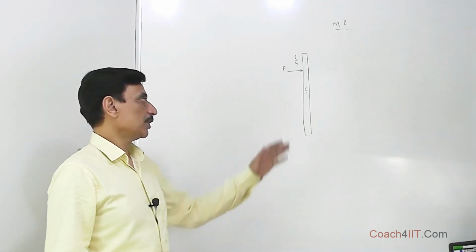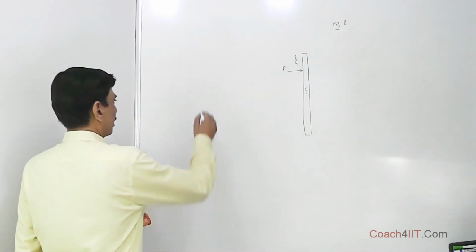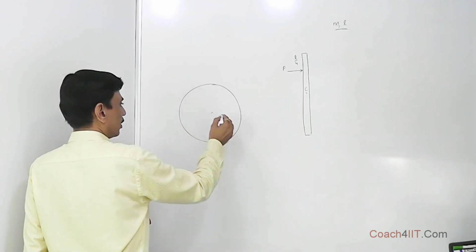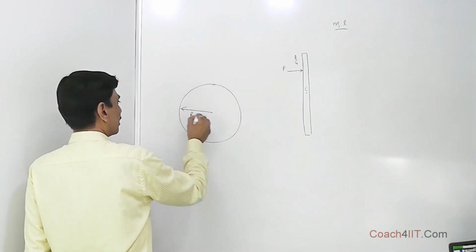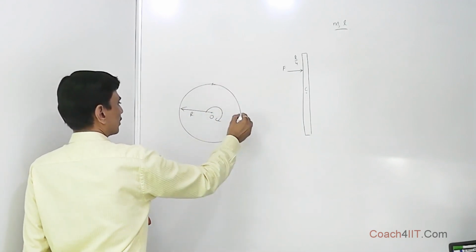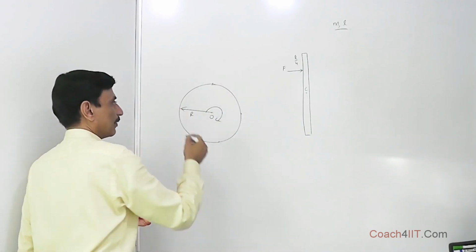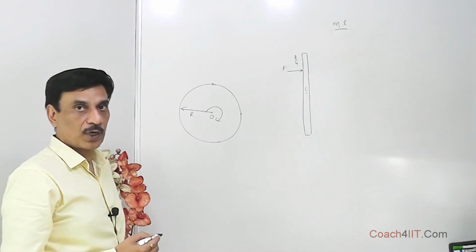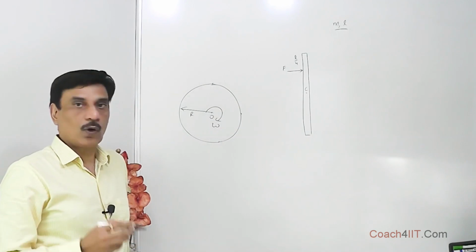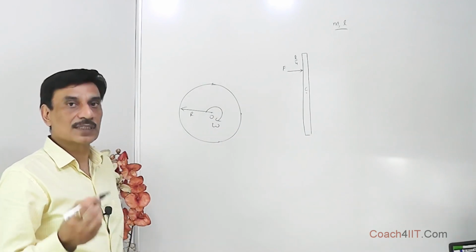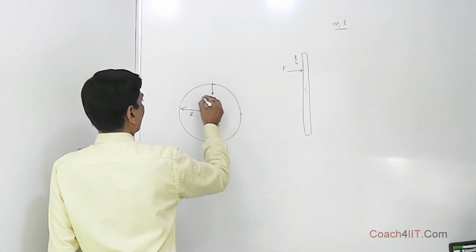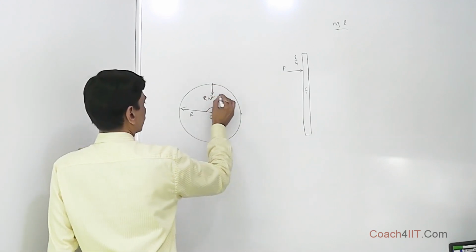Before we attempt this question, we know that if there is a body of radius r revolving about O with angular velocity, then all the points on the periphery or onto this body are going to have some acceleration. If this angular velocity is constant, all the points will have only centripetal acceleration. That is going to be r omega square.